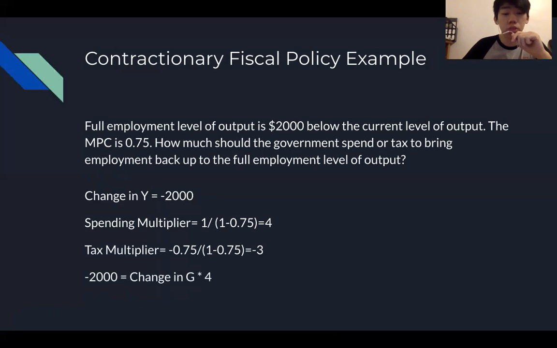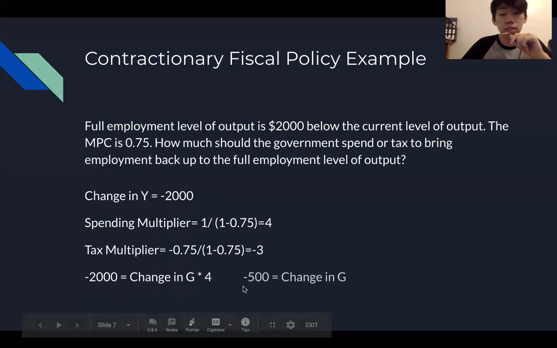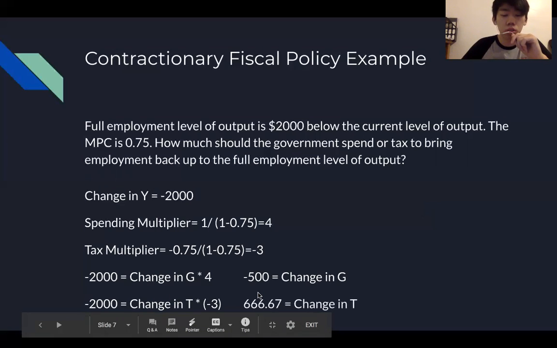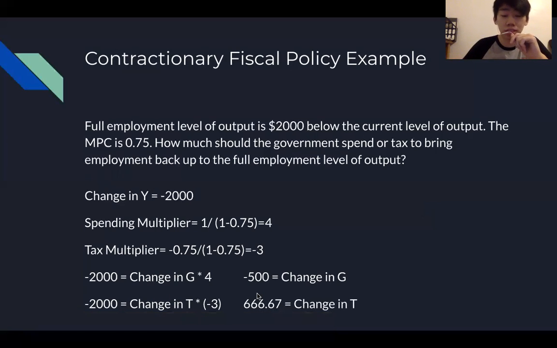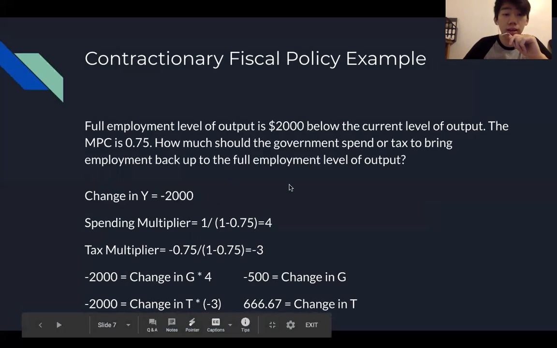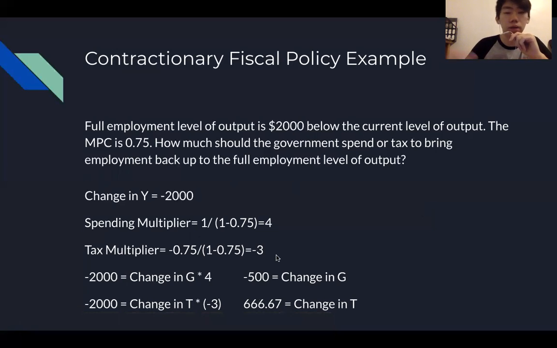Negative 2,000 is equal to change in G times 4, and this is just negative 500. So we're decreasing government spending by 500. Next, we have negative 2,000 is equal to change in T times negative 3. If we divide a negative number by a negative number, it becomes a positive number. So this is around 666.67 change in taxes. So if we increase taxes by around $666, then output will decrease by around 2,000, and then we'll be back at equilibrium.